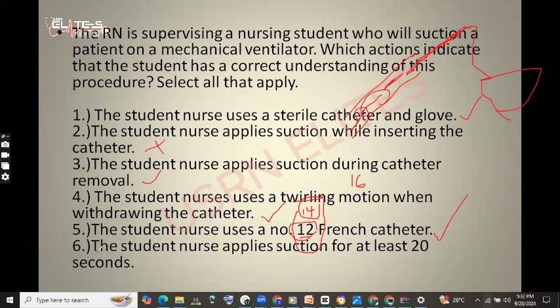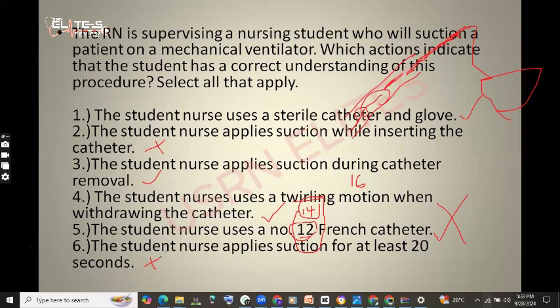The student must apply suction for at least 20 seconds. Is it true or not true? It should be 5 to 10 seconds. Correct or wrong? Wrong. Some people don't have the vim to say wrong. They are just hiding behind other voices. Be bold and be courageous. Do not fear. Wrong. Okay.